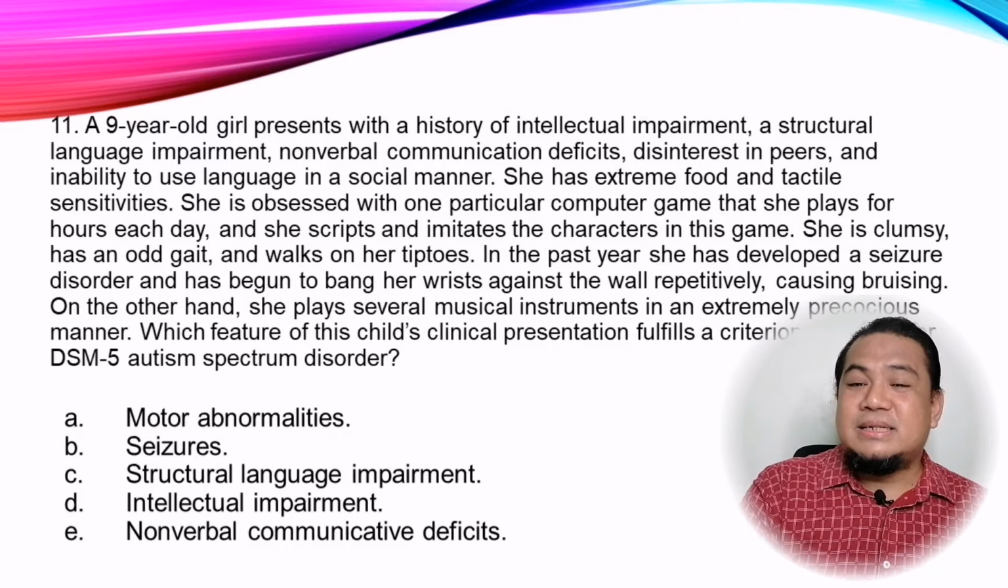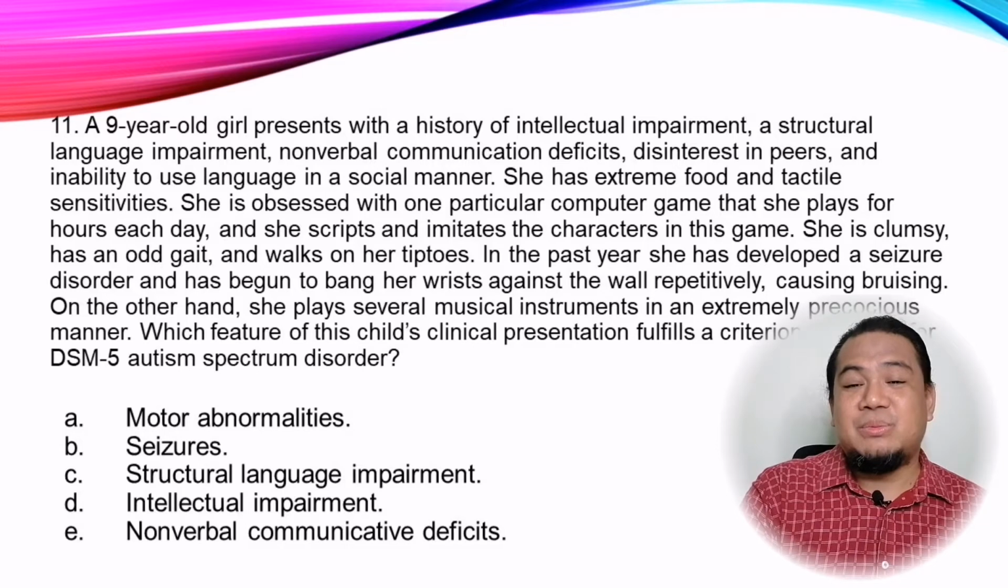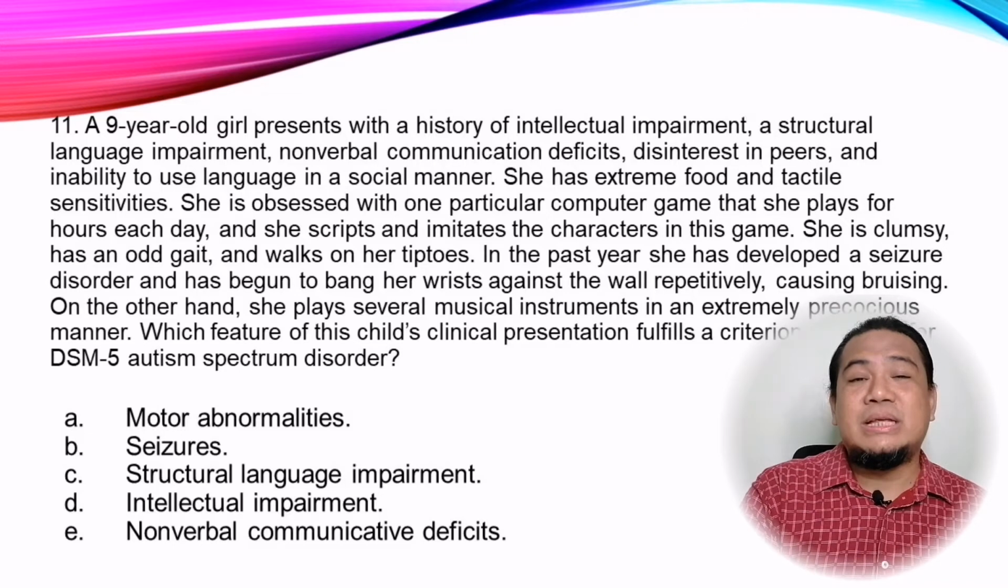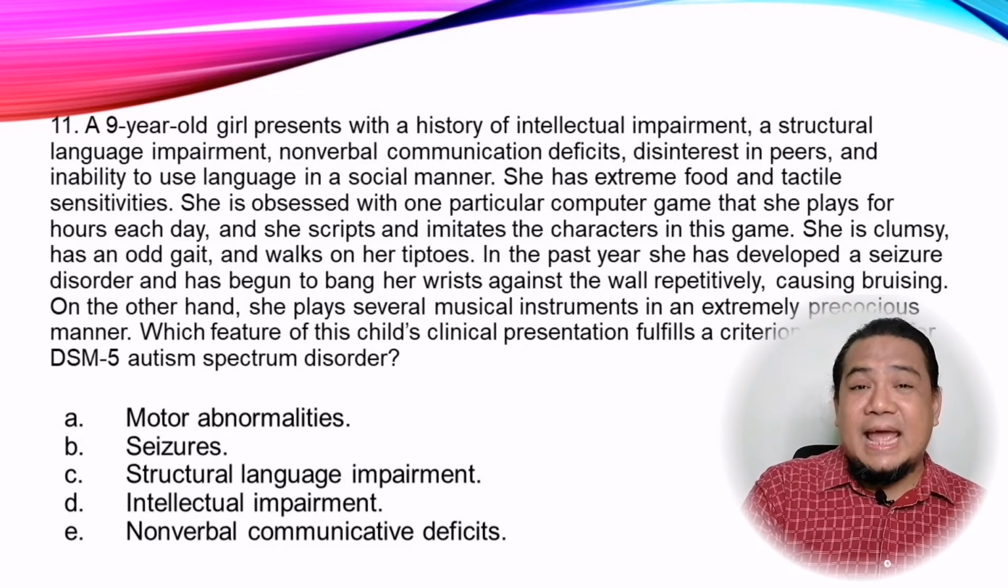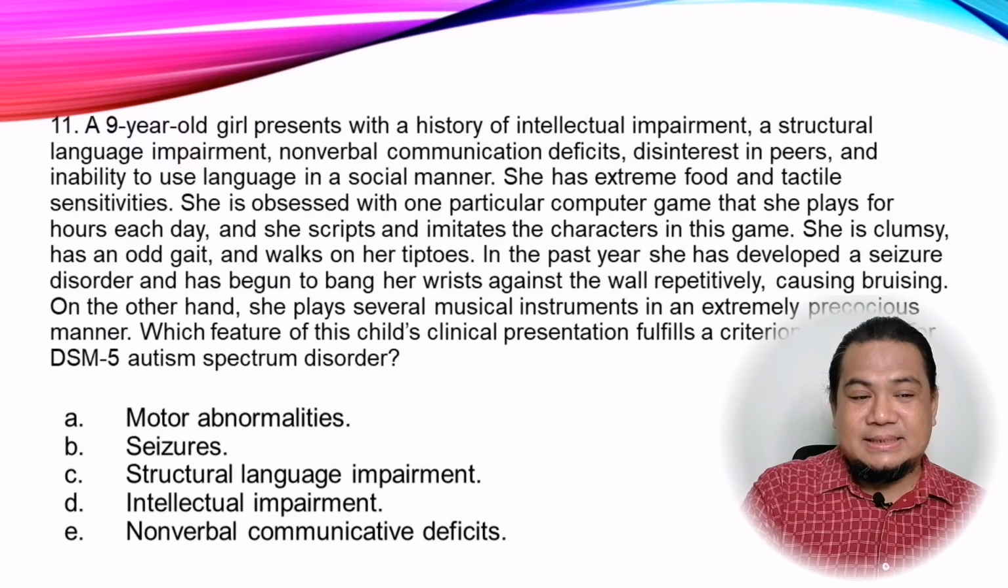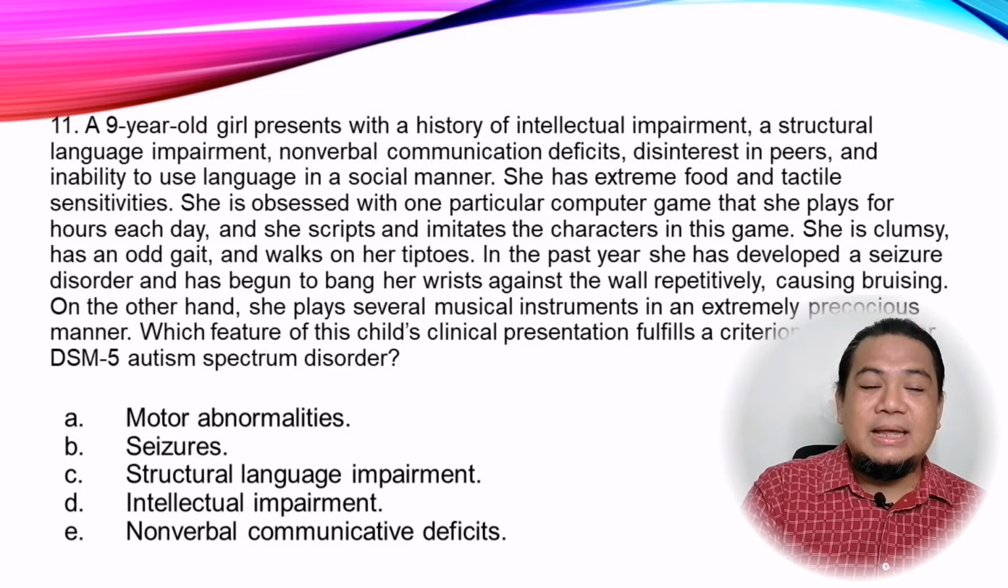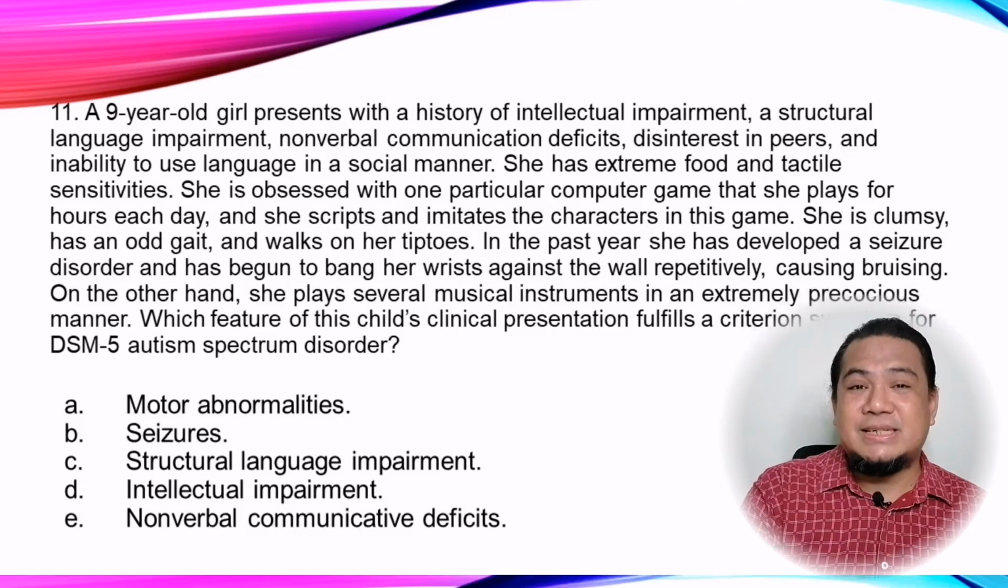In the past year, she has developed a seizure disorder and has begun to bang her wrist against the wall repetitively, causing bruising. On the other hand, she plays several musical instruments in an extremely precocious manner. Which features of the child's clinical presentation fulfill a criterion symptom for DSM-5 autism spectrum disorder? Is it A, motor abnormalities, B, seizure, C, structural language impairment, D, intellectual impairment, or E, nonverbal communicative deficits?